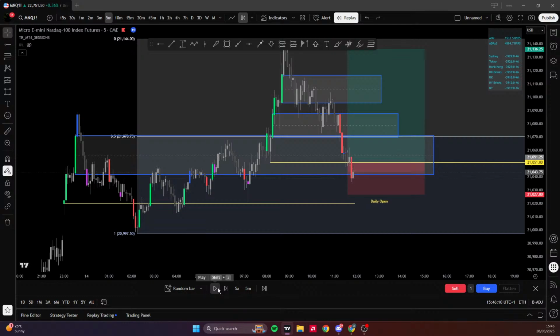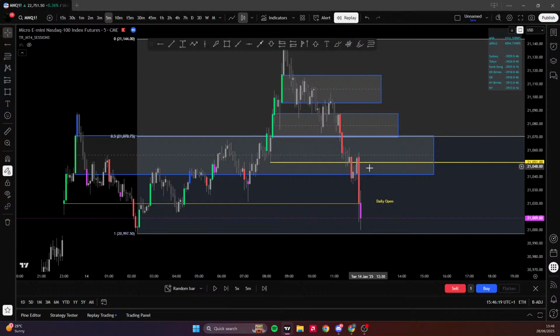Okay, we're in, and it's looking like our stop loss might get hit. Okay, we're out. They did target the daily open, but it would have been a small loss. You're not risking the house. It's controlled.